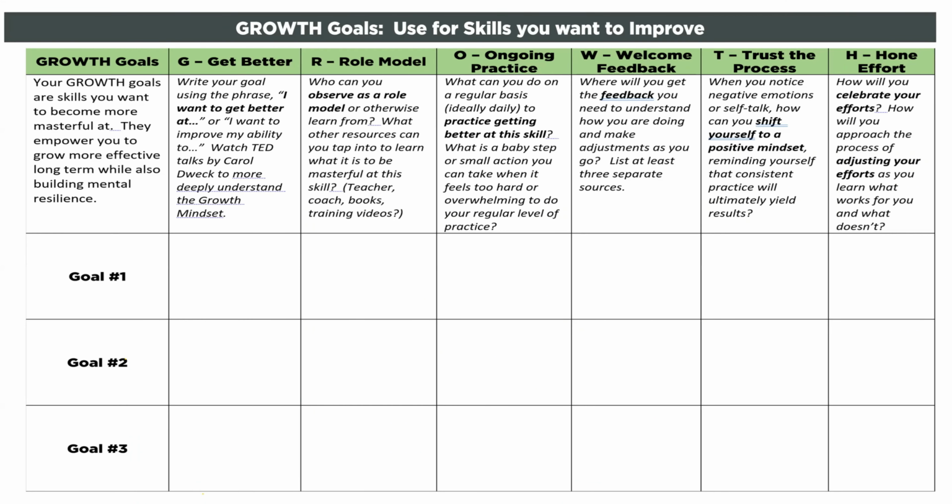T stands for trust the process. When you notice negative emotions or self-talk, how can you shift yourself to a positive mindset, reminding yourself that consistent practice will ultimately yield results? So we're going to talk about this later in the series, but it's very, very common to start working towards a goal and then get into this phase that I call the slog. And what most people do is when they start the slog phase, it becomes so hard and they're really not seeing a lot of progress. So they end up quitting. And quitting ensures that you don't get anywhere.